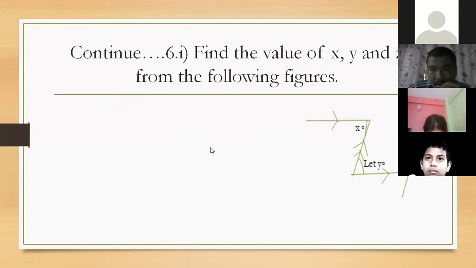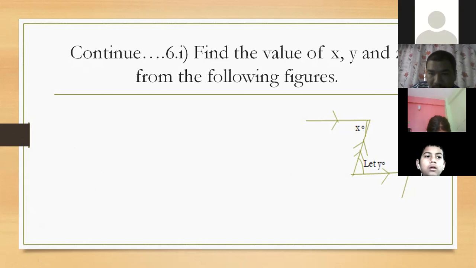Okay, children. What is the relation of y degree and 42 degree here? They are corresponding angles. You are right. And what is the relation of x degree and y degree here? Alternate angles. Yes, alternate angles.